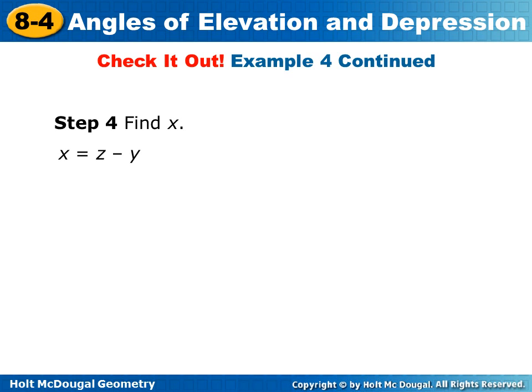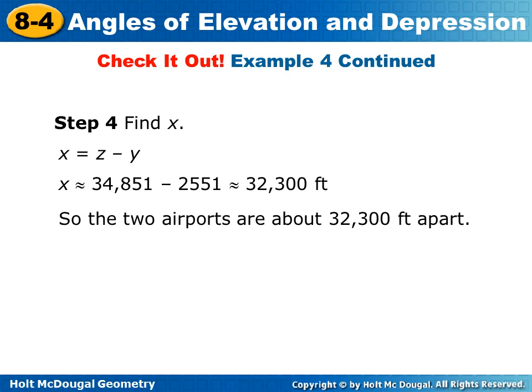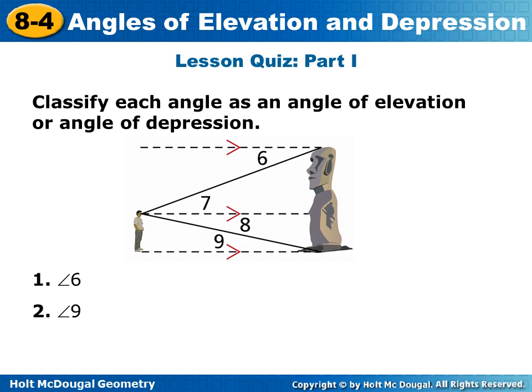Last, we need to find x. X is found by taking z minus y. So x is approximately 34,851 minus 2,551, which is approximately 32,300 feet. The two airports are approximately 32,300 feet apart.